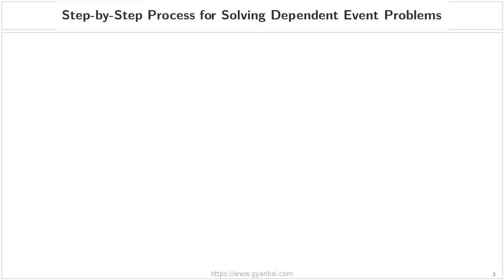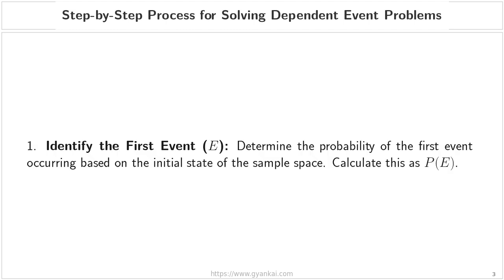Step-by-step process for solving dependent event problems. Now that we understand what makes events dependent, let's walk through a reliable, step-by-step strategy you can use to solve these problems every single time. First, you need to identify your first event, which we will call E. Your goal here is to determine the probability of this first event occurring, looking only at the initial state of your sample space. We represent this probability as P of E.